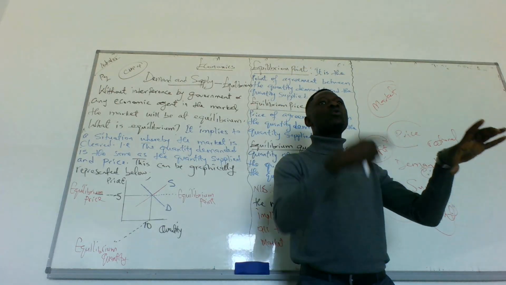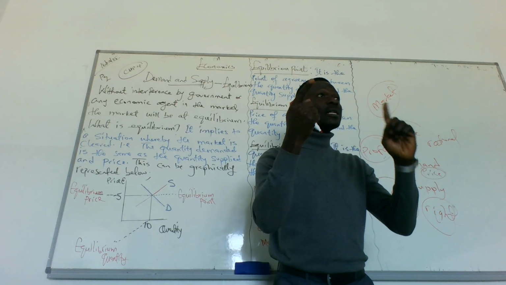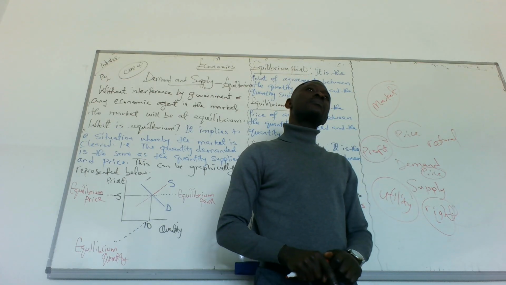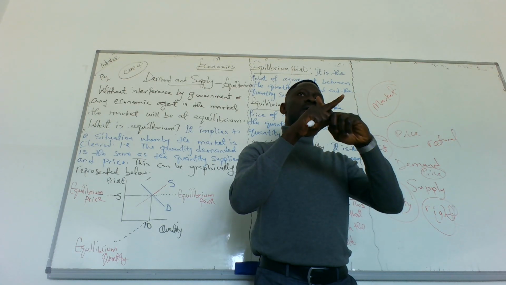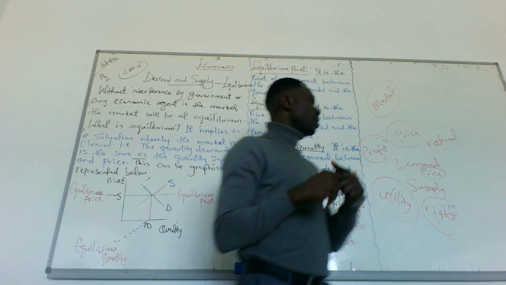It is the agreement between the quantity demanded and the quantity supplied. That is equilibrium. Both demand and supply are equal, yes? Equilibrium is where the demand and supply both meet, right? Yes. They are equal at that point. Do we understand what equilibrium is here? Okay, so look at it here.